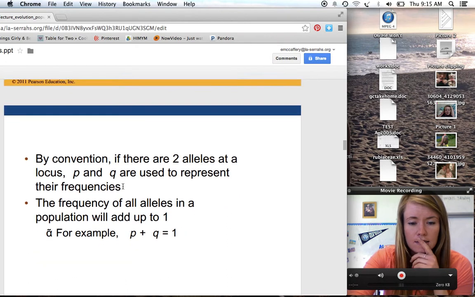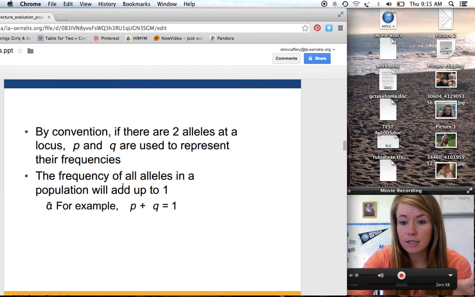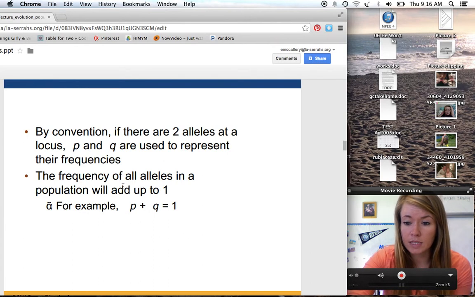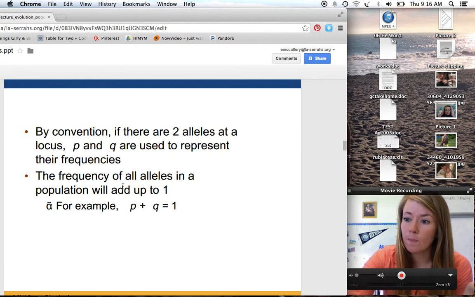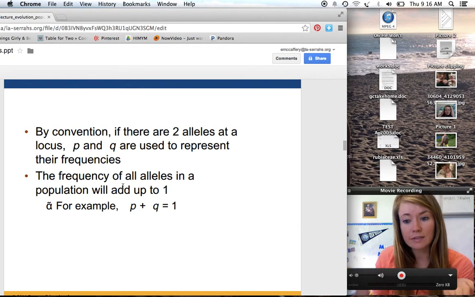So if there's two alleles at a locus, which are all the ones we're going to be talking about, then we use P and Q to represent their frequencies. So P is going to be the frequency of the dominant allele, Q is going to be the frequency of the recessive allele, and so these must add up to 1 or 100% because there's only two possibilities. So the possibility of getting a dominant allele plus the possibility of getting a recessive allele together equals 100% because there's only two possibilities.